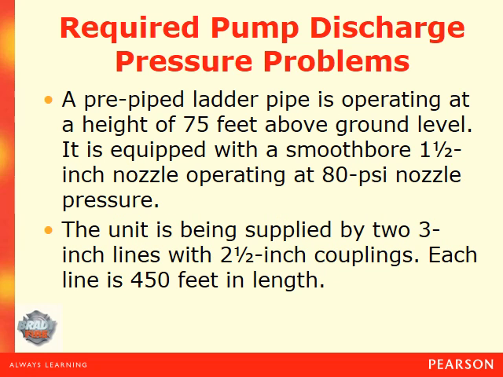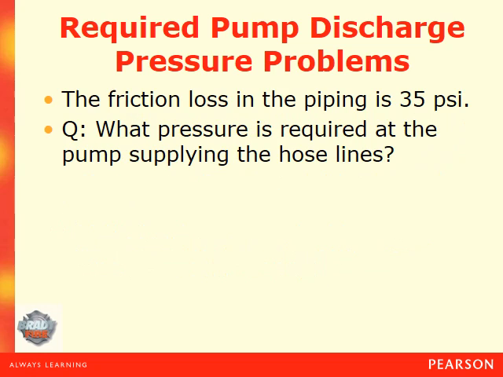So let's figure our problem out. You have a pre-pipe ladder pipe in operation at a height of 75 feet above ground. It is equipped with a smooth bore 1.5-inch nozzle or tip operating at 80 psi. The unit is being supplied by two 3-inch lines with 2.5-inch couplings. Each line is 450 feet in length. The friction loss for the piping is 35 psi. So now, what is the pressure that is required at the pump supplying the hose lines?